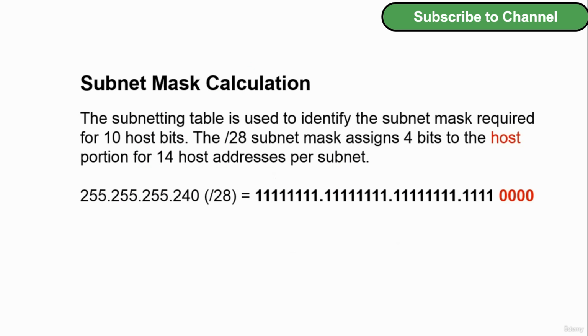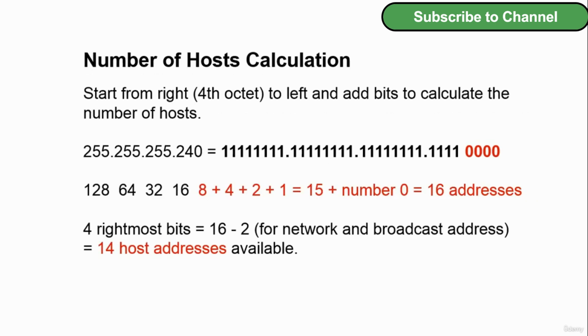So the subnet mask calculation. So the subnetting table, we've gone through to identify the mask required for 10 host bits. That's /28. So 4 bits are assigned to the host, because there's 8 bits in an octet, and the other 4 are assigned to subnetting. That's shown right there. There's the host bits in red, and the 4 bits are what's left over from the 4th octet for subnetting. And I can get up to 14 hosts, so that's within the requirement for 10 hosts, so that's fine. It's /28, adding up these 4 bits based on position.